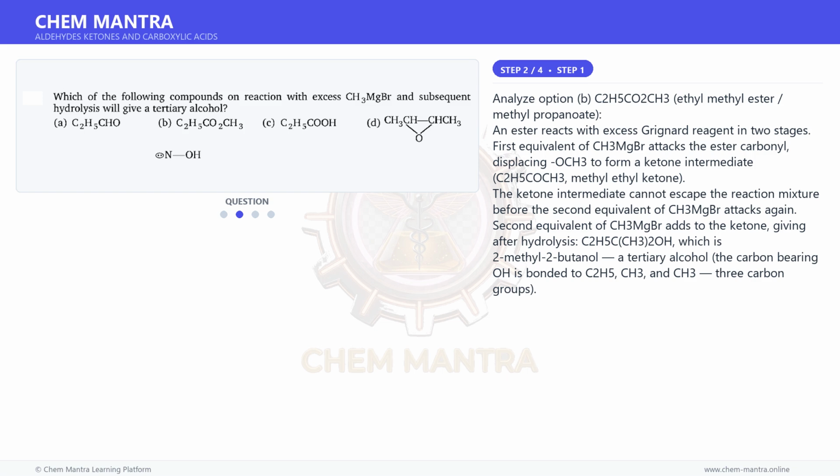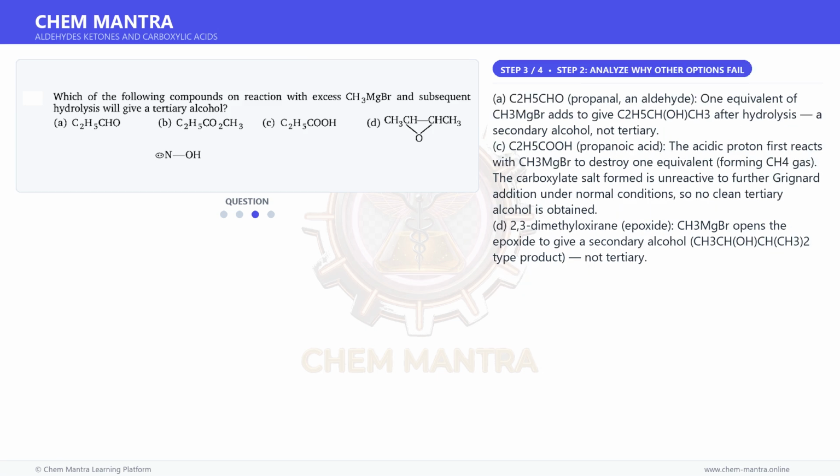C2H5COCH3, methyl ethyl ketone. The ketone intermediate cannot escape the reaction mixture before the second equivalent of CH3MgBr attacks again. Second equivalent of CH3MgBr adds to the ketone, giving after hydrolysis C2H5C(CH3)2OH, which is 2-methyl-2-butanol, a tertiary alcohol. The carbon bearing OH is bonded to C2H5, CH3, and CH3, 3 carbon groups.